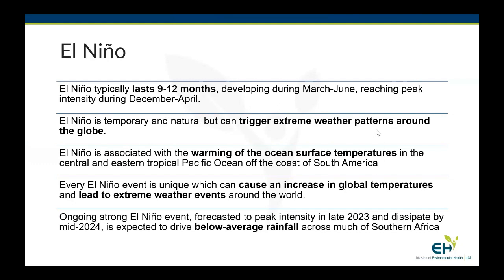But just briefly, in terms of what is El Nino and why are we also bringing that into today's conversations? Well, it's this weather front that lasts for about 9 to 12 months. It's temporary and natural, but it triggers extreme weather patterns around the globe. And it could be what we're seeing at the moment in terms of extreme cold, extreme heat, wildfires, excessive storms, which is then resulting from the warming of the ocean surface temperatures. And when we move into our conversation about thinking about the impact on children, it's really to look at how these extreme events are going to impact globally, but then of course, specifically for us in South Africa and in Southern Africa, where we again may be looking at drought scenarios.